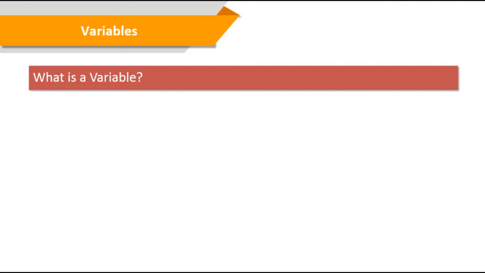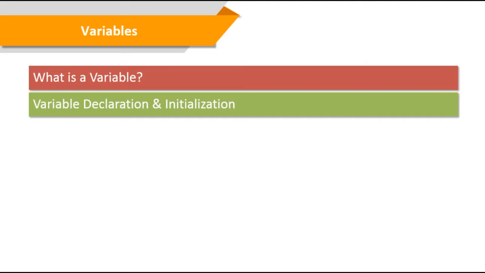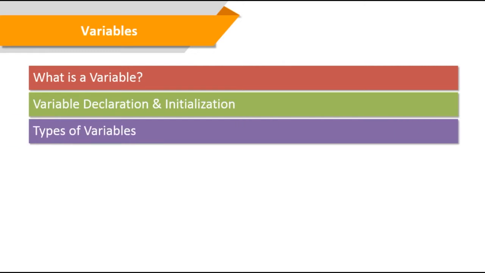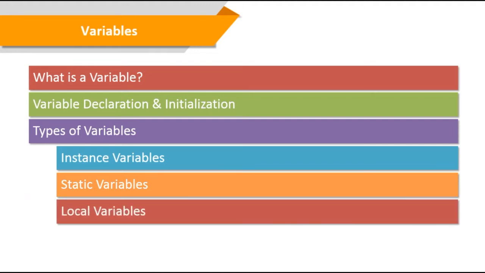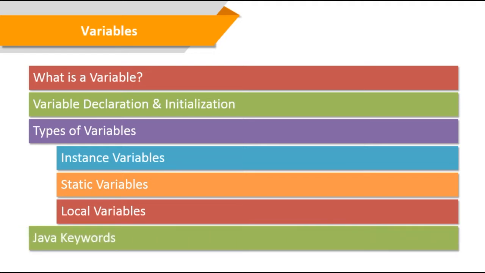Variables. Now we're starting the main fundamentals of the Java programming language. So one of them is variables. In this section, we'll first learn what a variable is. Then we'll learn how to declare and initialize variables. And once we get that, we'll be learning different types of variables: instance variables, static variables, as well as local variables. Then we'll get used to working with Java keywords.